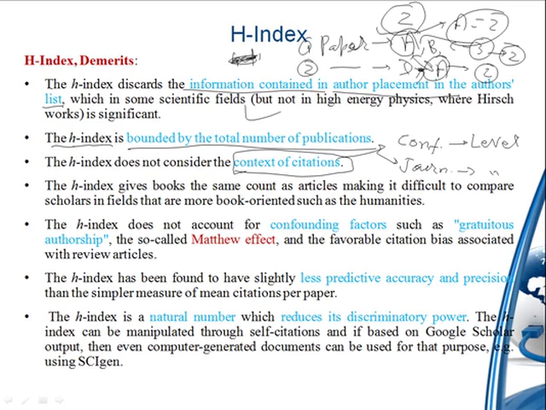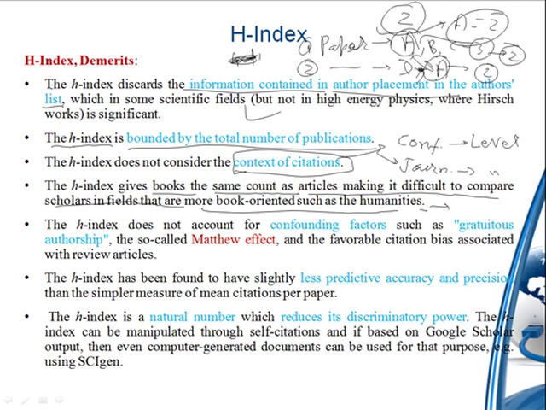The H index gives books the same count as articles, making it difficult to compare scholars in fields that are more book oriented, such as humanities. Means instead of using research papers, some books or review articles can be counted for calculation of the H index. This is another demerit, but I think it can be solved.